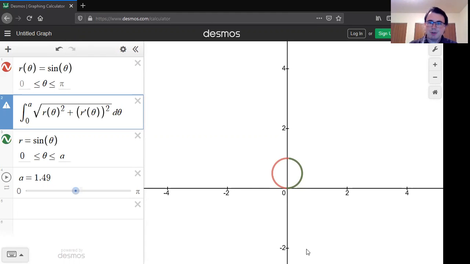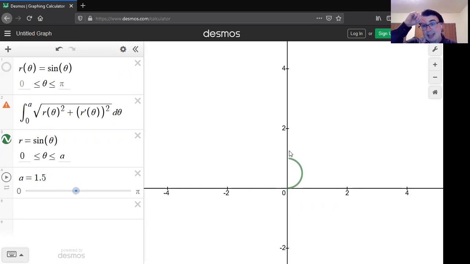Now, to demonstrate how to use this formula, I switch to a simpler curve here. R of theta equals sine of theta. And I get this circle here in red, sitting just above the x-axis. I'm going to calculate the arc length of this circle, starting at theta equals 0 and going up to a certain number. For right now, my upper bound is 1.5. And I can highlight that part of the curve in green here. So a little bit less than half of the circle.